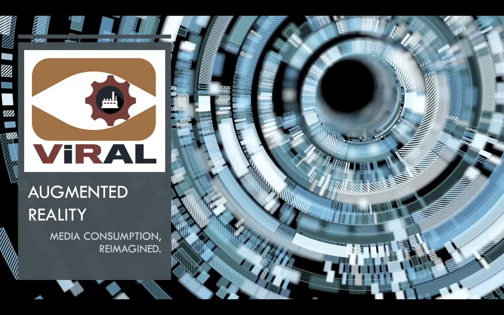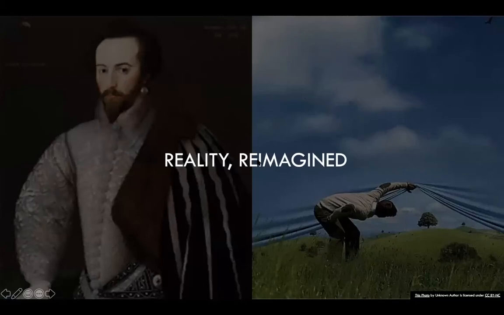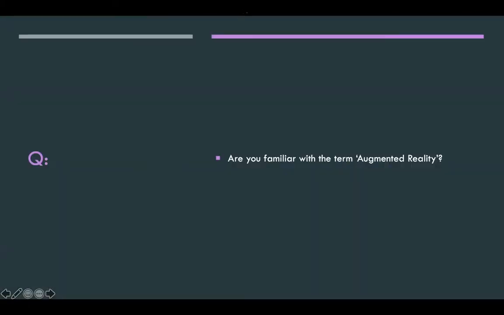I'm the other intern finishing up the internship here. Before we begin, I know Marietta just talked to us about the term augmented reality, but before today, who was familiar with the term augmented reality? Hopefully that's popped up. Got some good responses.